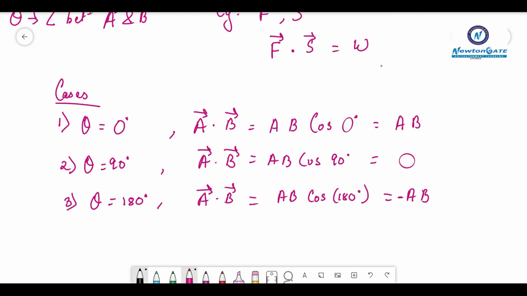Another case is if A vector is equal to B vector, both the vectors are the same, then what can I write it as? I can write it as A dot A, which is A into A into cos of theta. Theta will be 0 degree, because they are the same. So that is when I can write A square.